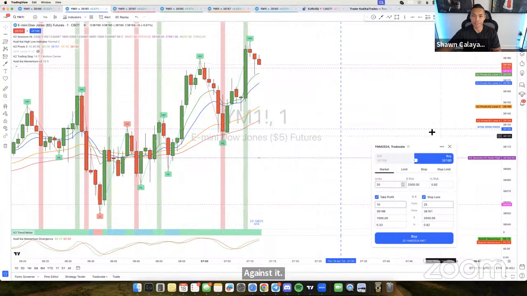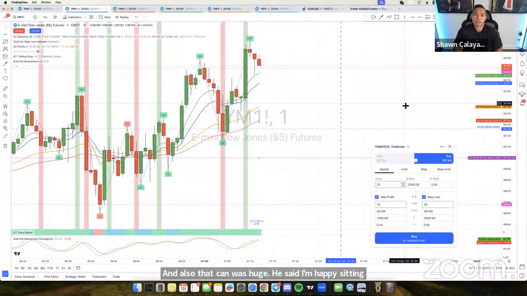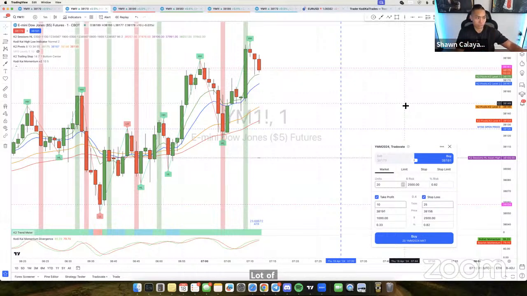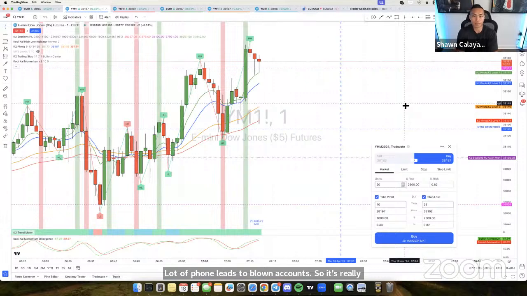Yeah, and Sadie said I'm happy sitting out. Same here. There's no need to FOMO into any trades here. That's usually what gets the majority of traders in trouble, right? It's just FOMOing. A lot of FOMO leads to blown accounts. So it's really just sticking to the game plan, avoiding these red flags.